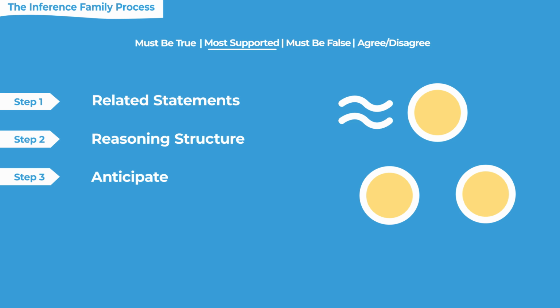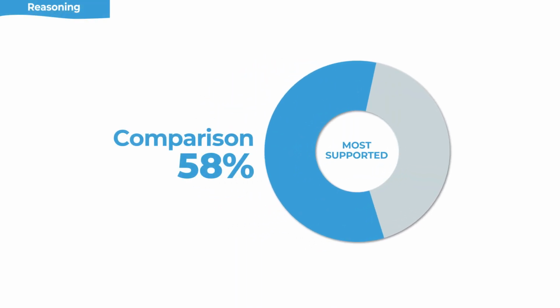Once we have an idea of what we're looking for, we can go into the answer choices and use trap answer patterns to make the eliminations. The most important reasoning structure on most supported questions is comparison. 58% of most supported questions use comparative reasoning within the statements. So let's take a look at this reasoning structure first.